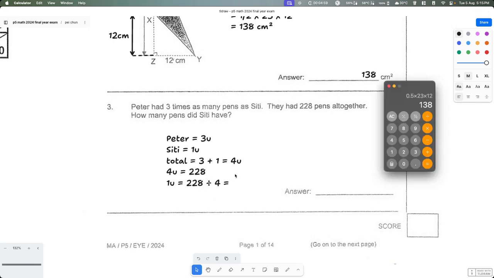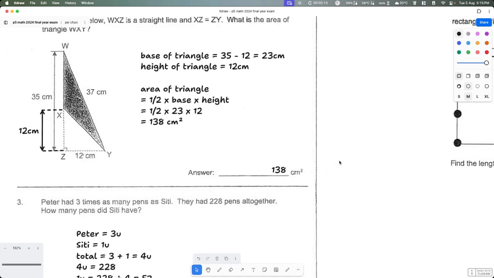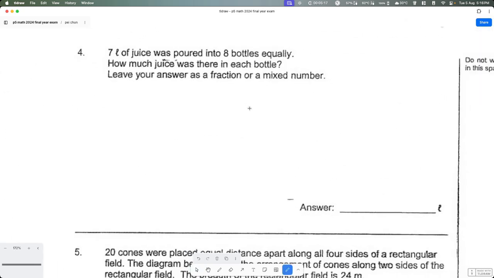So let's use the calculator. 228 divided by 4 will be 57. So Cindy is 1 unit, therefore the answer should be 57. Okay, quick math. Let's move on to question number 4. Okay, so it says here 7 liters of juice was poured into 8 bottles equally. How much juice was there in each bottle? Leave your answer as a fraction or a mixed number.